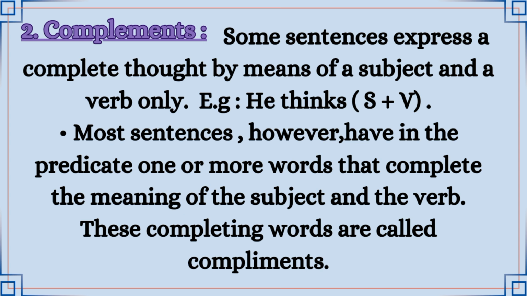فمثلا هنا he thinks هو يفكر. He is the subject, thinks is the verb. It's a sentence expresses a complete thought. But most sentences, however, have in the predicate one or more words that complete the meaning of the subject and the verb. These completing words are called complements.